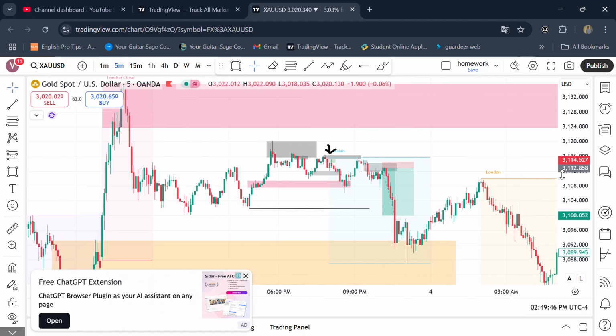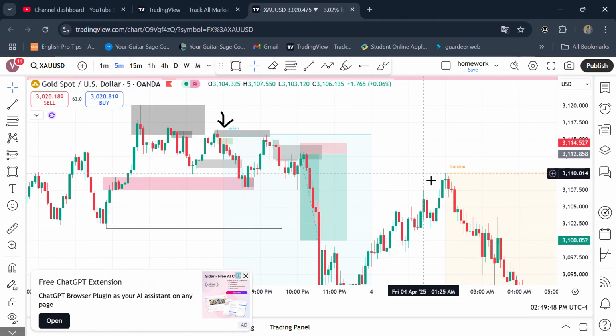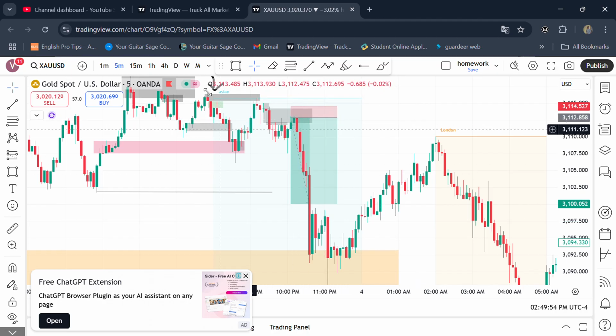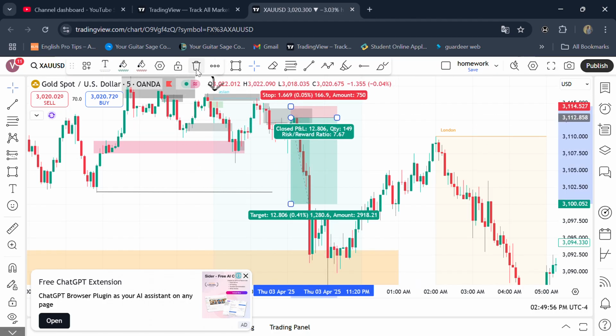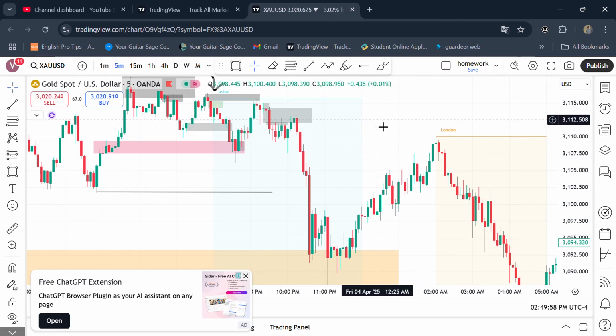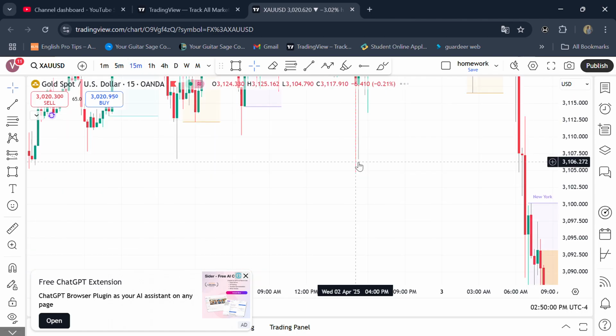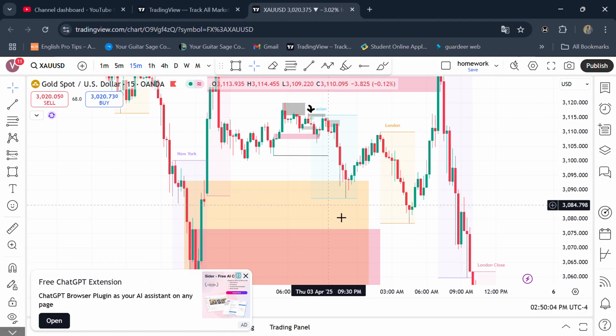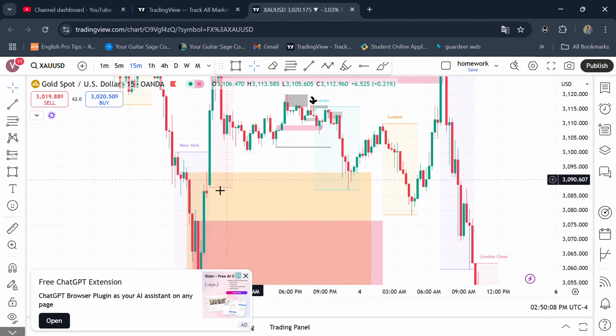Okay, this was the second possible scalp trade of the day, in which we captured the entire Asian session. Now let's see what happens next. If we go on 15-minute time frame, after the Asian session, you'll see that the price taps this red colored candle.